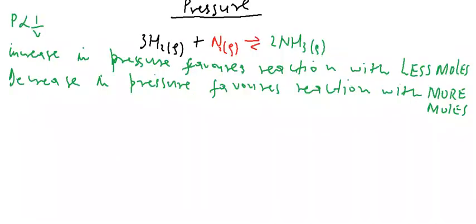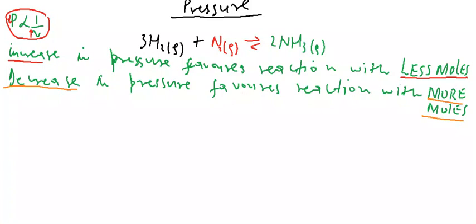With pressure, we say pressure is inversely proportional to volume. When the volume increases, the pressure decreases. When the volume decreases, the pressure increases. Increase in pressure favors the reaction with fewer moles. Decrease in pressure favors the reaction with more moles.